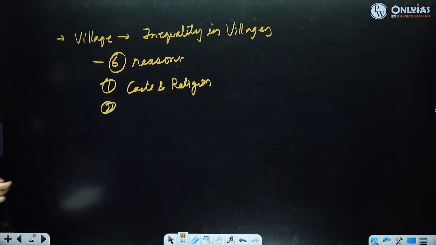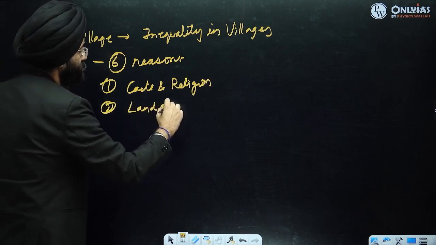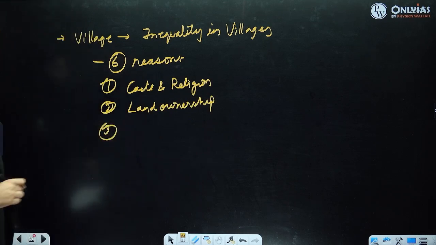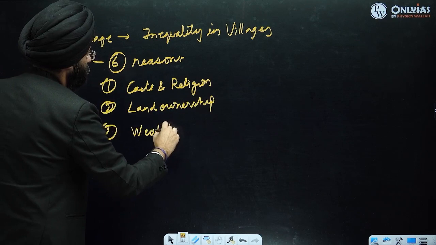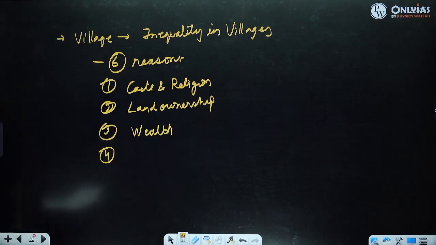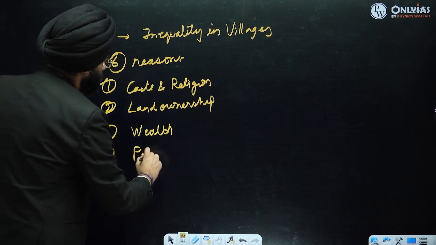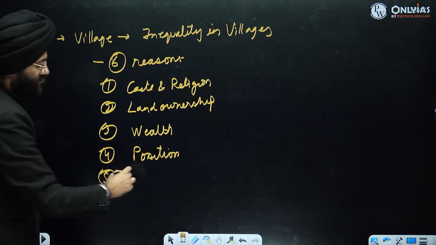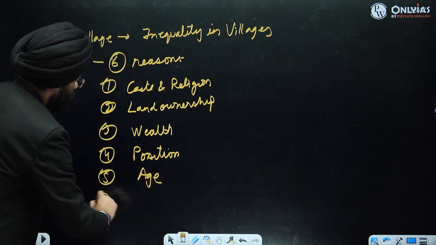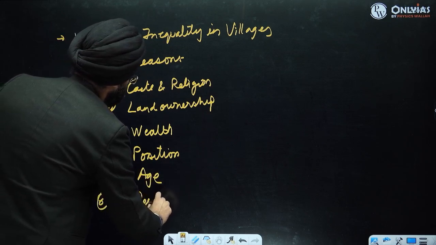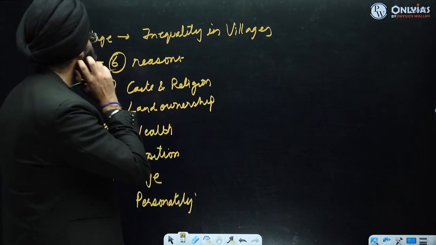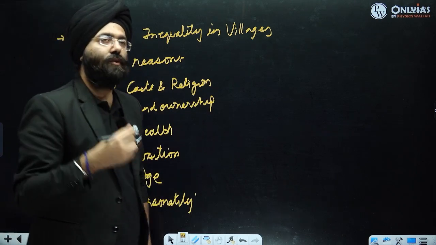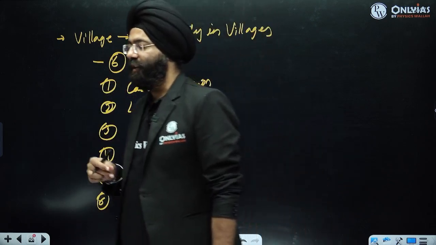Caste and religion. Second, land ownership. Third, wealth. Fourth, he had mentioned the position. Fifth, he had mentioned the age. Sixth, he had mentioned distinct personality traits. So when he was analyzing all these, caste, religion, land, wealth, position, he had mentioned in great detail these dimensions with respect to Indian society when he was discussing that.